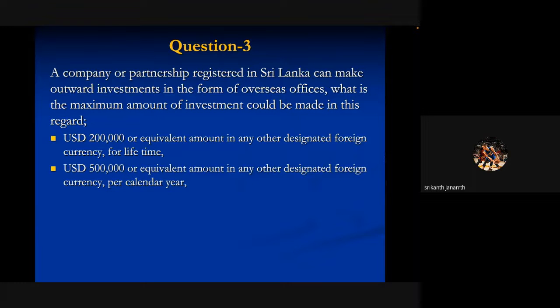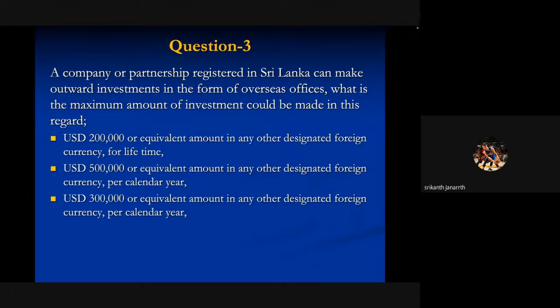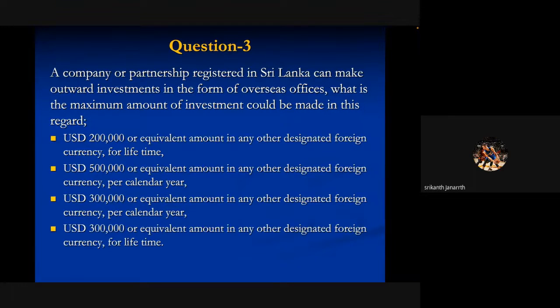500,000 equivalent amount in any designated currency per calendar year. 300,000 or equivalent amount in any other designated foreign currency per calendar year. US dollar 300,000 or equivalent in any designation for lifetime. So any guess what this is?